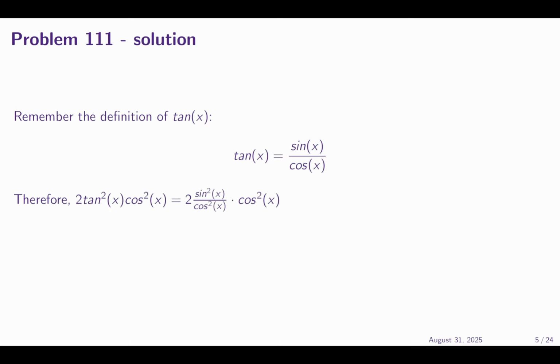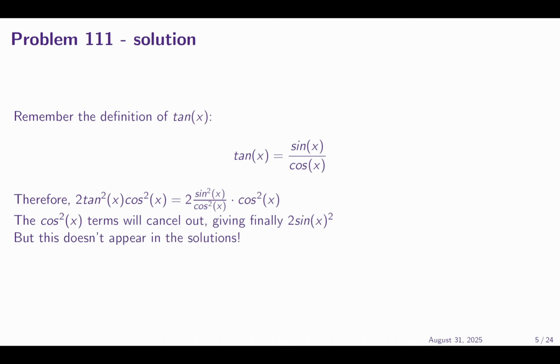cosine of x. Therefore, 2 times tangent squared of x cosine squared of x, in simple terms, is 2 times sine squared of x divided by cosine squared of x times cosine squared of x. The cosine terms will cancel out and give us, finally, 2 sine squared of x. However, this isn't one of the given solutions.